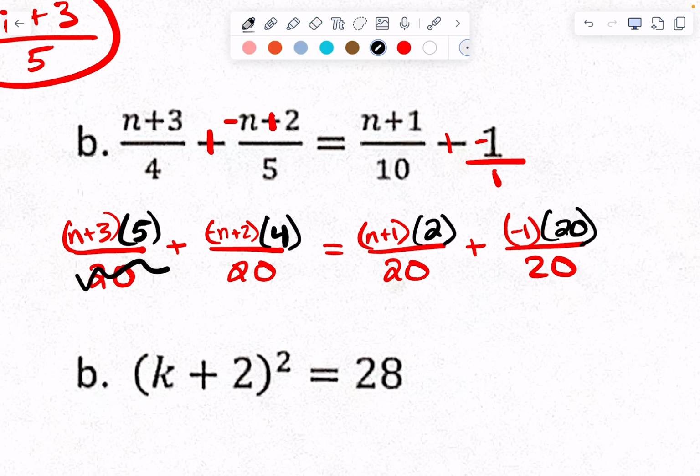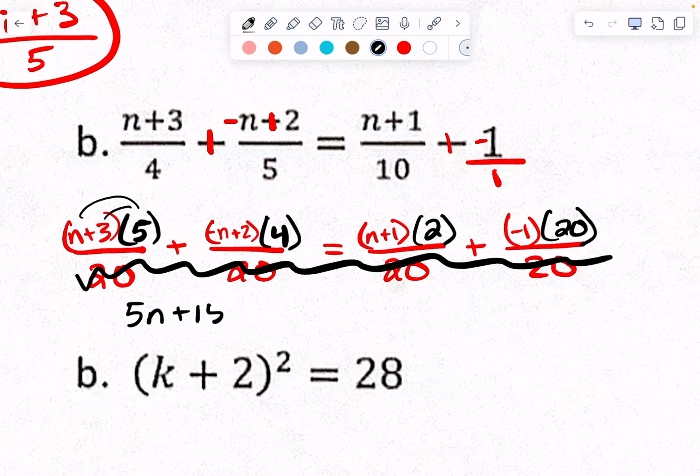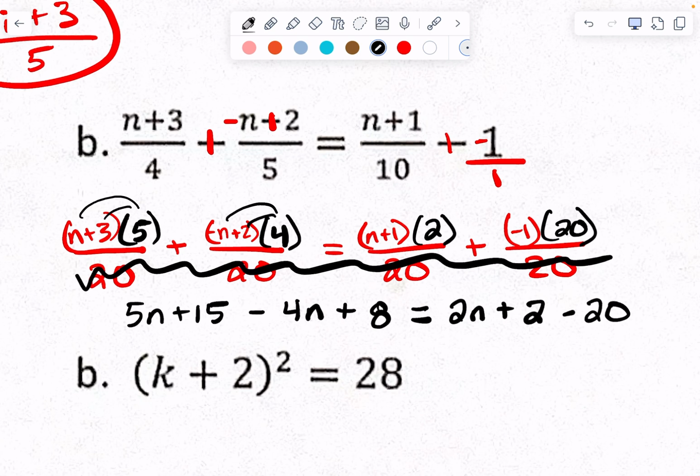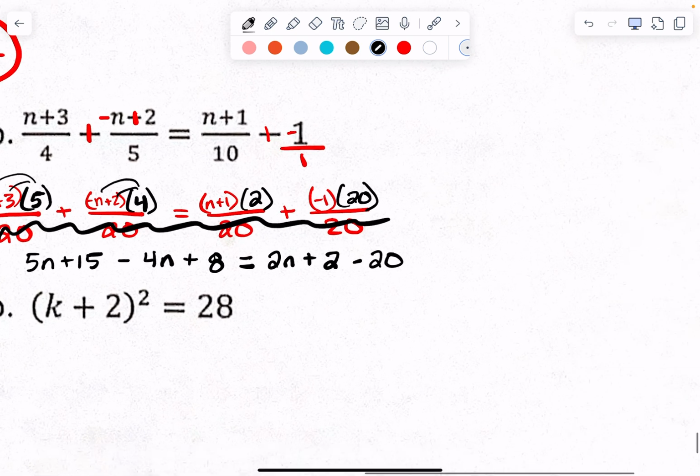The bottom goes away. Okay. Let's distribute through. 5n plus 15, minus 4n plus 8, equals 2n plus 2, minus 20. Perfect. That's a lot. Okay. Are we going too fast?